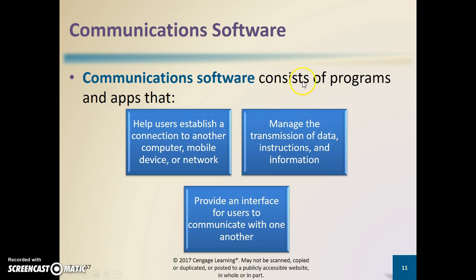Communication software consists of programs and apps that help a user establish a connection to another computer, mobile device, or network, and manage the transmission of data, instructions, and information. So these two would be part of your operating systems software, and then this last one that provides an interface for users to communicate with one another would be your application software.